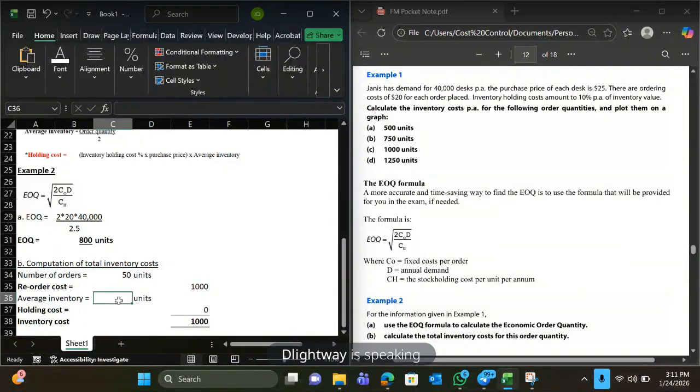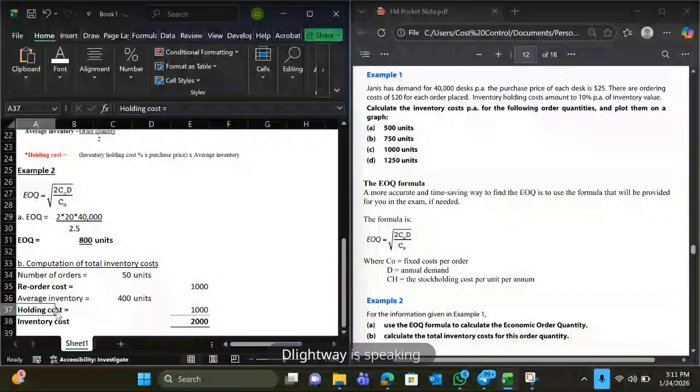So for the second part, we need to compute our average inventory. And our average inventory, according to the formula, is our order quantity divided by 2, according to the word average. And what's our order quantity? Like I said, the order quantity is another word for EOQ. That's 800. 800 divided by 2 gives us 400.